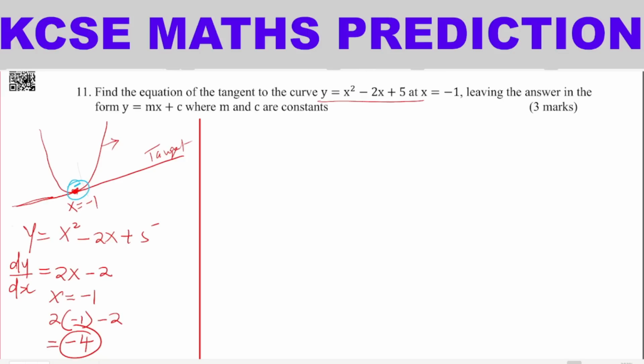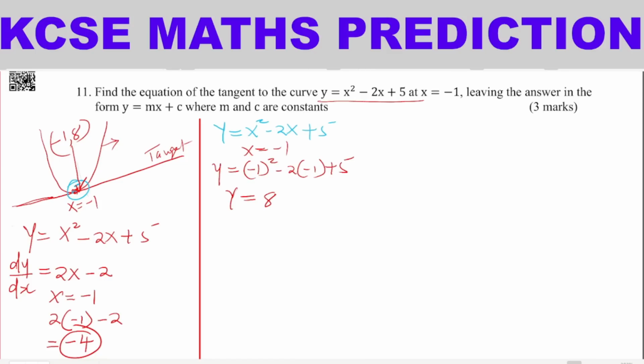We need to get at least a point, and since we have the x coordinate of this point of contact, to get the y coordinate of that point, which is common to the curve and common to the tangent, we are going to use this function y = x² − 2x + 5, and you're going to substitute when x = −1. So what is y? So this would be (−1)² − 2(−1) + 5. So this will give the y coordinate of that point of contact, and this will give 8. So that means that this point therefore will be (−1, 8).